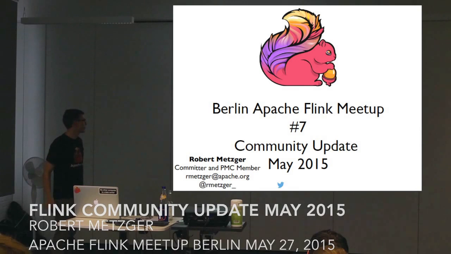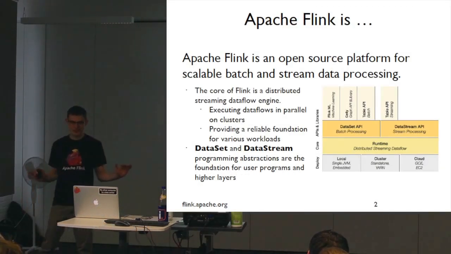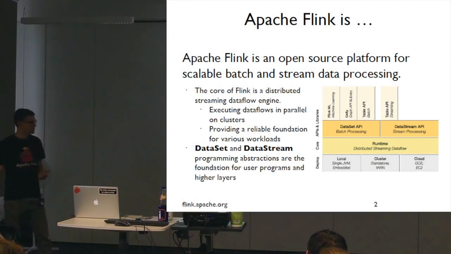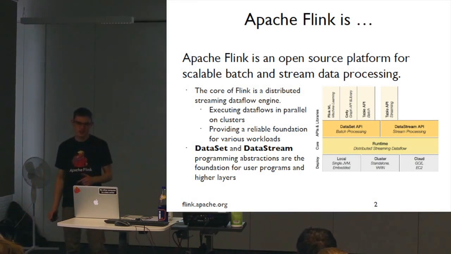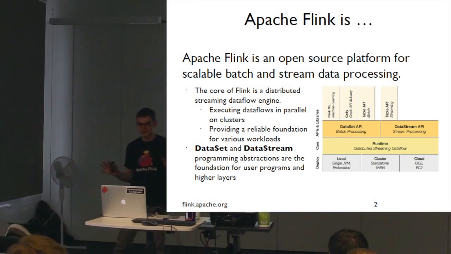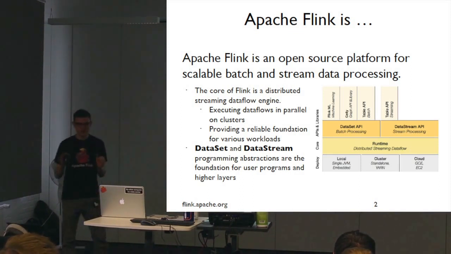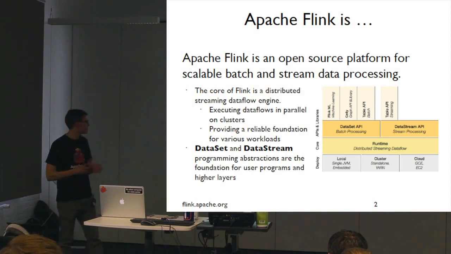And this time I've extended the community update with a little introduction about Apache Flink. So if somebody ended up here without knowing where he is, this should tell him. Apache Flink is an open source platform for distributed data processing, which unifies batch and stream processing. The core of the system is this distributed streaming data flow runtime, which has different programming abstractions on top. There is the DataSet API for batch and the DataStream API for stream data processing.